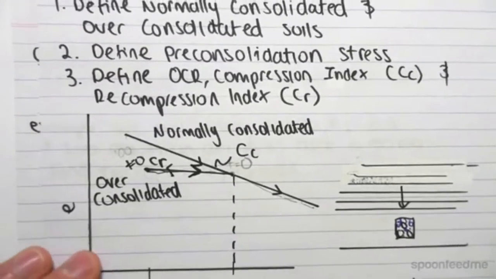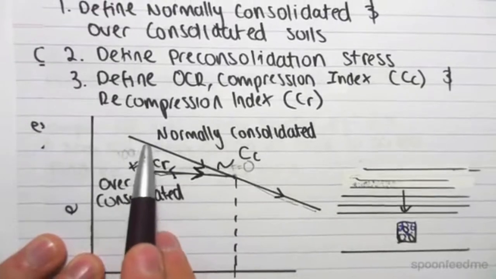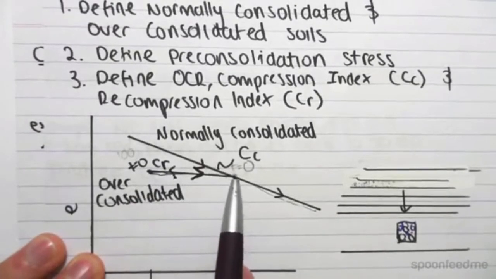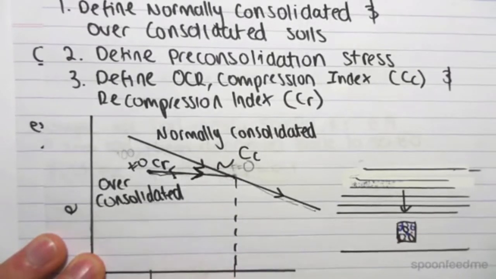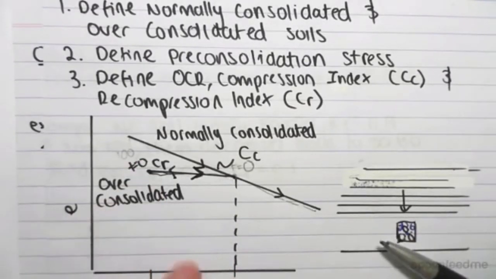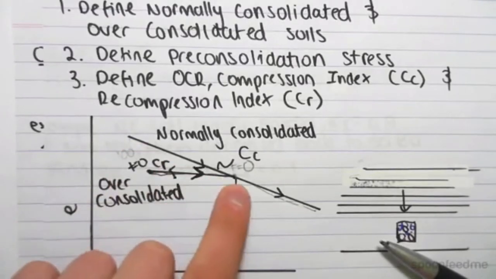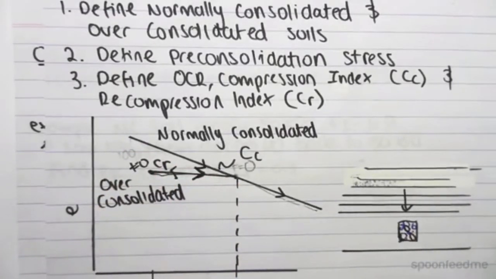So the final example we're going to do now is when we start up here and we come to a point of pre-consolidation stress and then we decrease to come back up here. So down there and then back up. So that's the final example you guys could get.